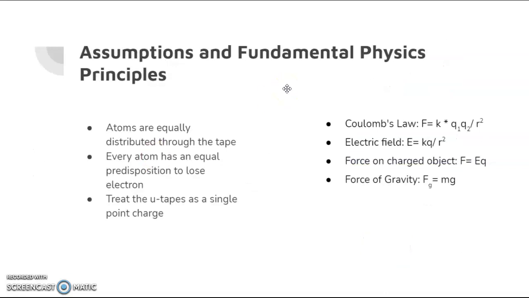Some assumptions and fundamental physics principles we need to know are: A, atoms are equally distributed through the tape. B, every atom has an equal predisposition to lose electrons. And C, to treat the U-tapes as a single point charge. In terms of the principles, we need to use these four formulas: Coulomb's law, the electric field equation, the force on a charged object equation, and the force of gravity equation.